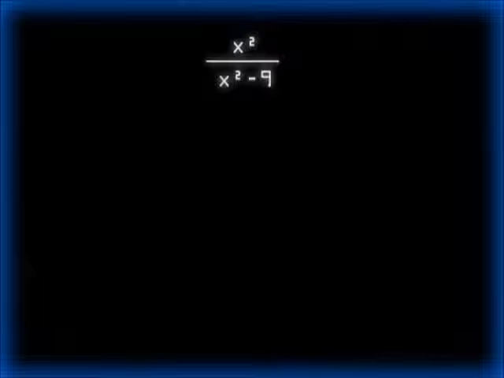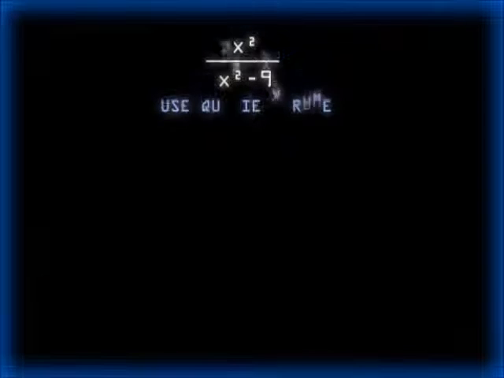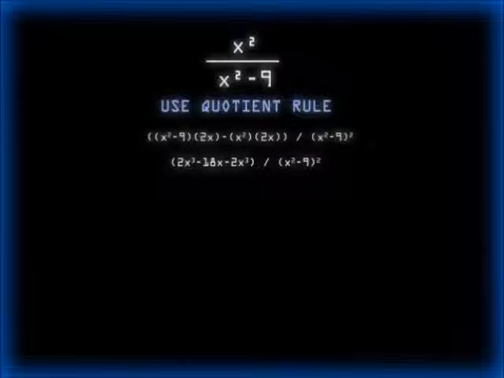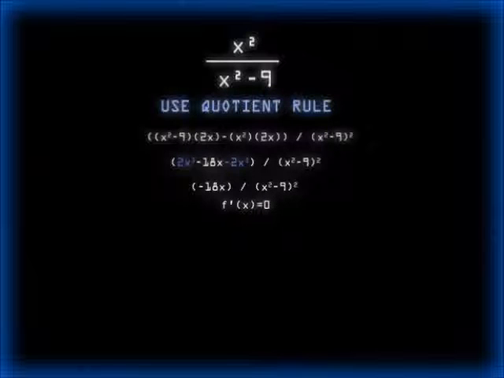Pretty simple. First let's use the quotient rule, which basically makes us use the bottom times the derivative of the top minus the top times the derivative of the bottom, all over the bottom squared. Let's simplify that to 2x cubed minus 18x minus 2x cubed over the bottom squared. We have 2x cubed, so let's get rid of those. So we end up with negative 18x over the bottom squared. So let's find the zeros from that.